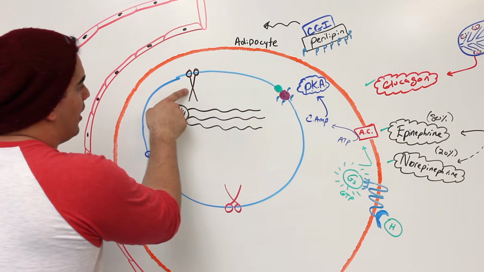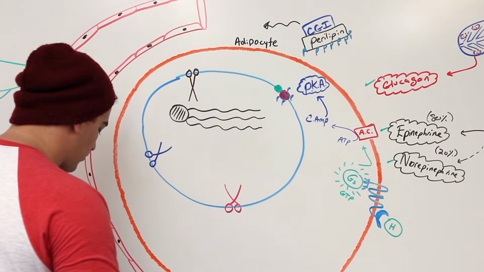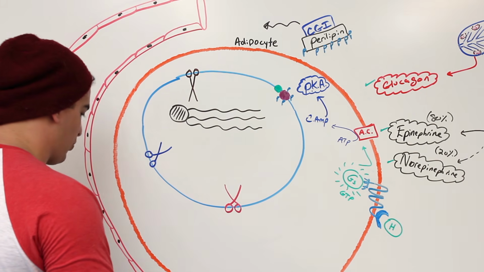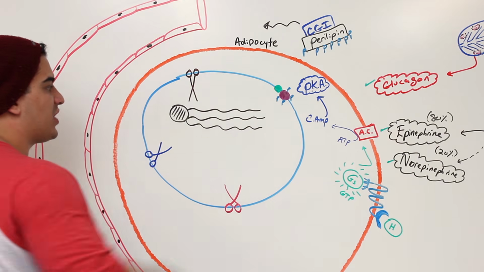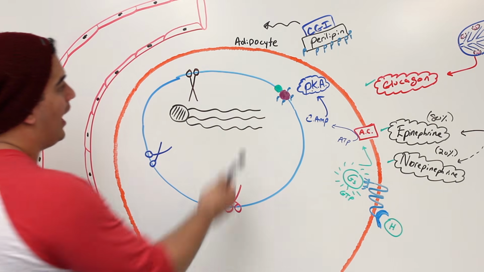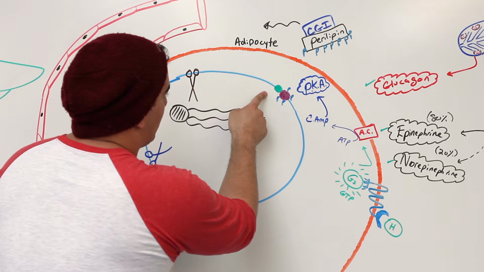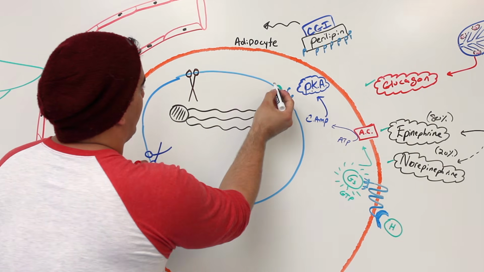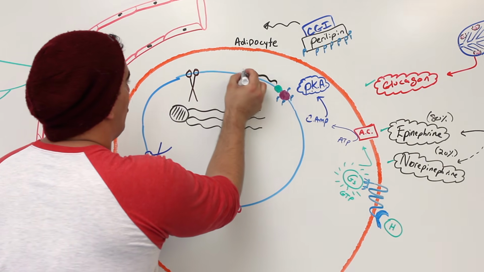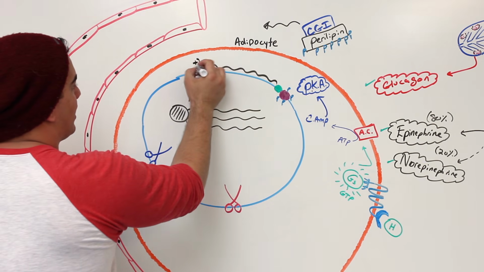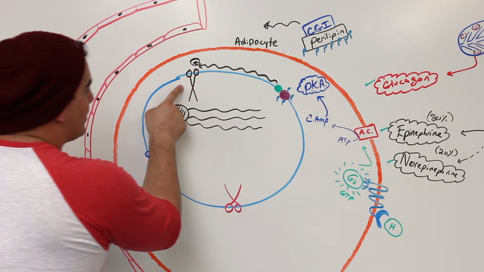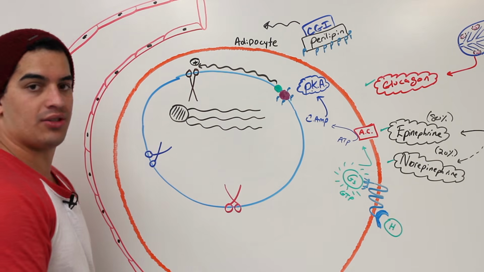You see this enzyme right here, this brown scissor enzyme? That brown scissor enzyme is really important, because he's going to make the first cut into this triglyceride. And who's going to help him? You see this green molecule here? This CGI is going to come over here and bind with this enzyme and stimulate it. This enzyme is going to make the first cut on the triglyceride.